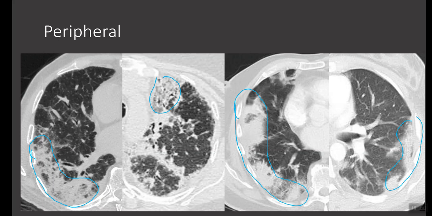We want to reserve the term peripheral consolidations for when we have opacities that are exclusively located, or the vast majority of them are located, out in the periphery of the lung. We don't want to bring in the differential of peripheral consolidation if we have multifocal opacities throughout the lung, some of which are located out in the periphery. We're talking about cases like these, where the vast majority of the consolidation, or virtually all of the parenchymal abnormality, is located out in the periphery of the lung parenchyma.